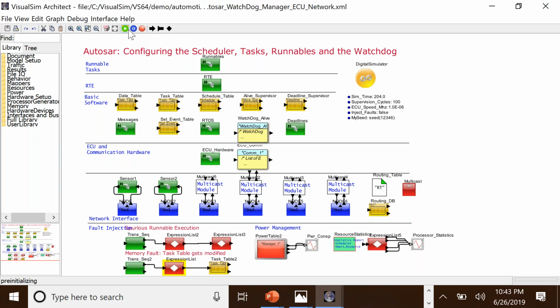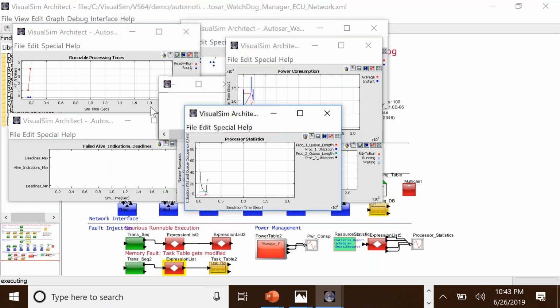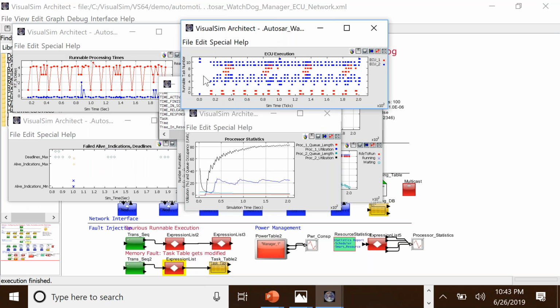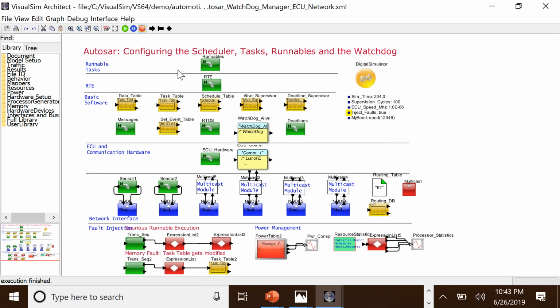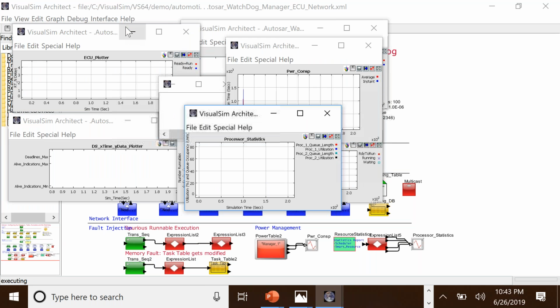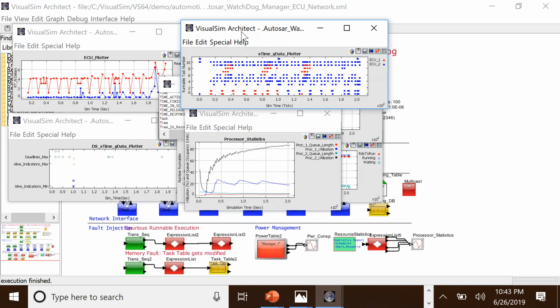So if I run the simulation, we're really going to focus on this one over here. So you notice how it's very symmetrical. What I'm going to do is turn on the faults. Now realize that in this case we only have two sets of faults, but in a real system we would have a much larger set of faults that would be injected into the particular design.